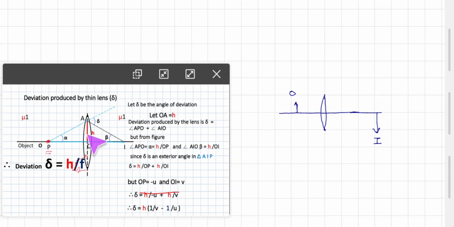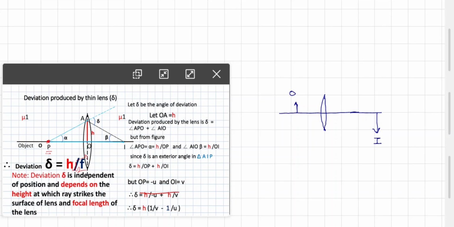Remember that deviation does not depend on the position of the point on the optical axis, but it depends on the height and f. So deviation is independent of position and depends on the height at which the ray strikes the surface of the lens and the focal length of the lens, so remember that.